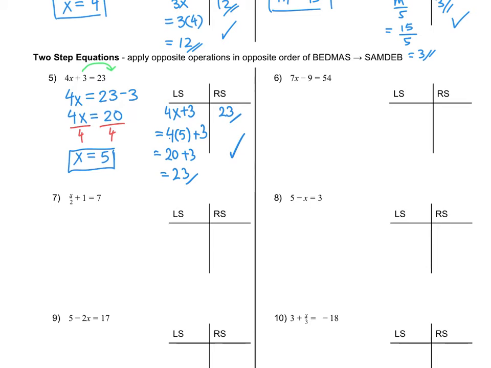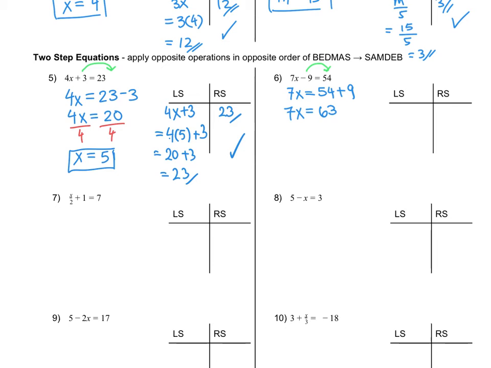All right, number 6, 7x minus 9 equals 53. So again, the constant goes first. So I have negative 9 here. When I move it to the other side, that negative will become positive. So 53, the negative 9 crosses the equal sign, so the sign changes. 53 plus 9 is 62.